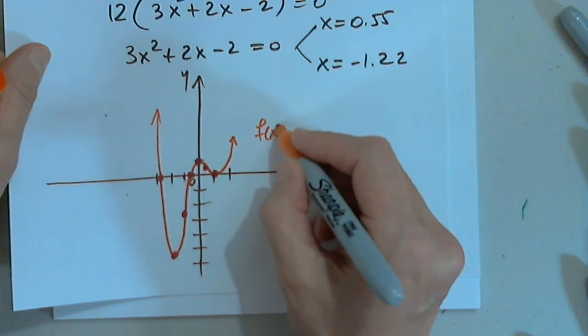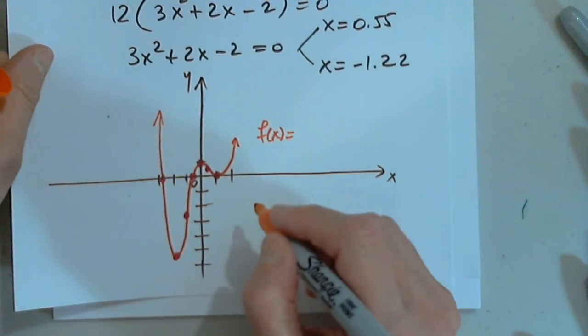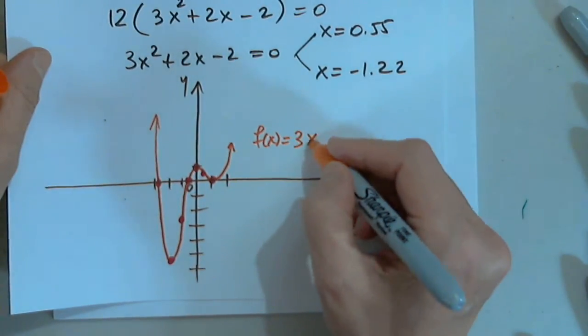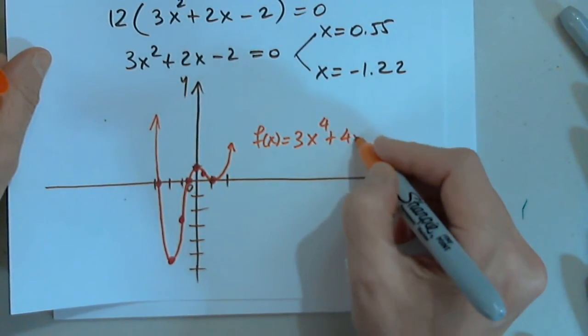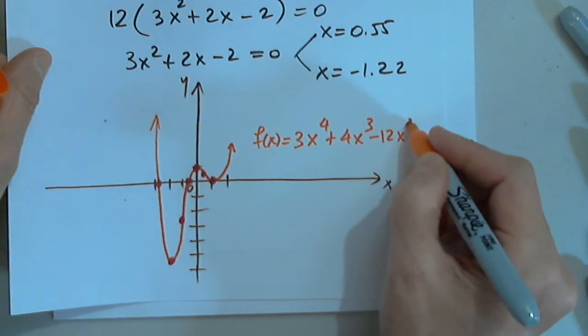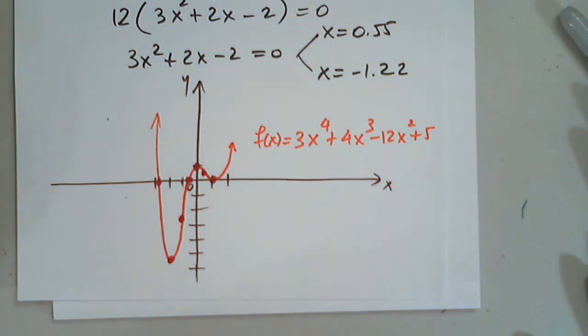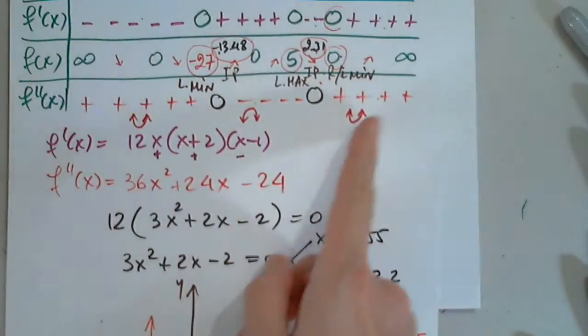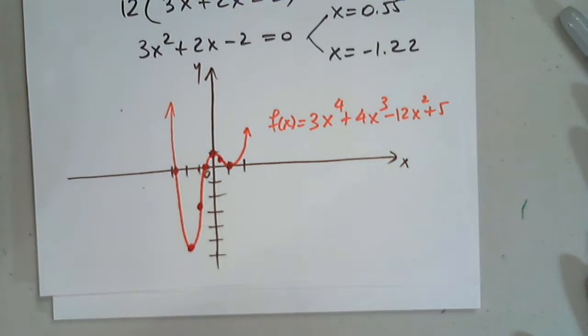So this is our f of x. We always have to write what function we graph, 3x to the 4th plus 4x cubed minus 12x squared plus 5. Without organizing the data, without presenting all the work, you will only copy from the graphing calculator, which is not what I'm interested in.